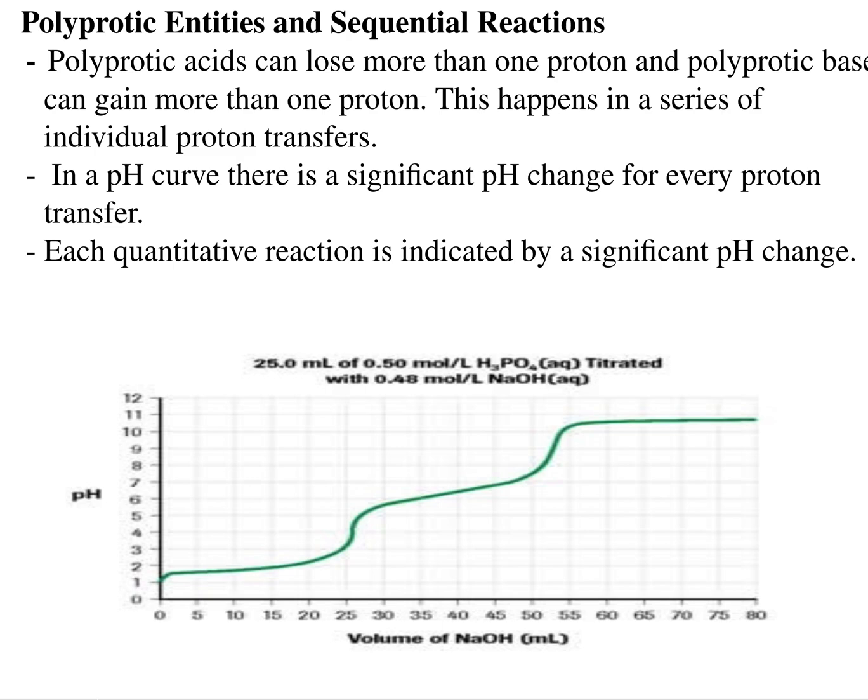Now, important thing is, as I mentioned in the last video, sometimes you see slight curves at the very beginning. There is no equivalence point here. Sometimes you will see this in weak acids and weak bases, but what it actually is, is the creation of a buffer region within that acid.